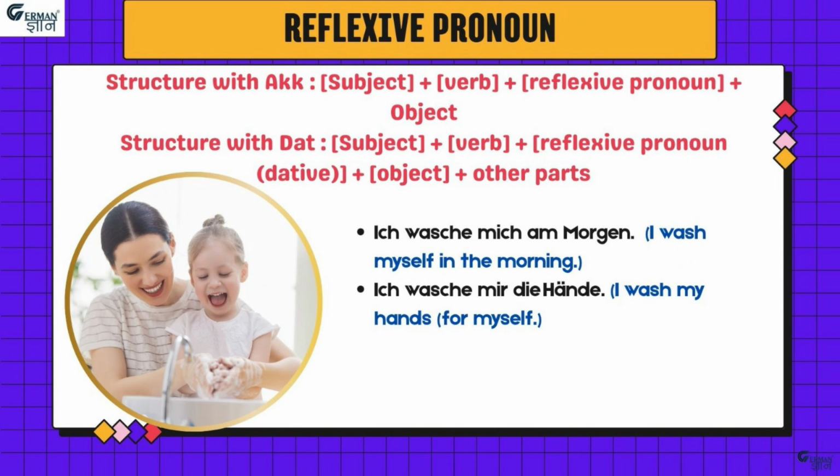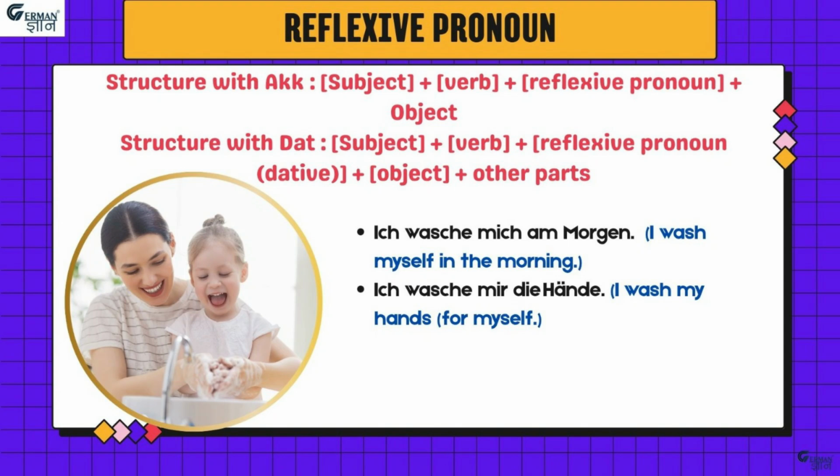For example, ich wasche mich am Morgen, means I wash myself in the morning. So here mich is from the accusative case, because here you are talking about the complete body, and whenever we talk about the complete body we always use the reflexive pronoun from the accusative case.